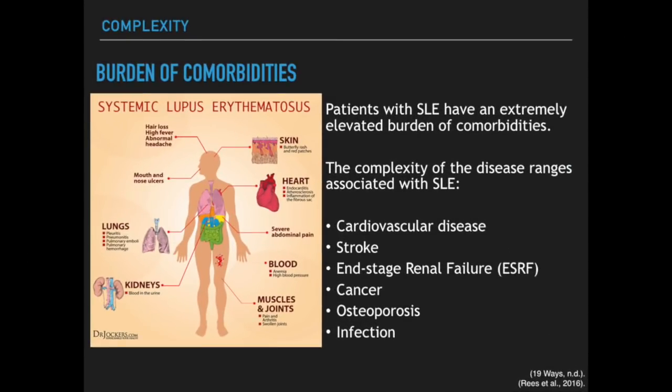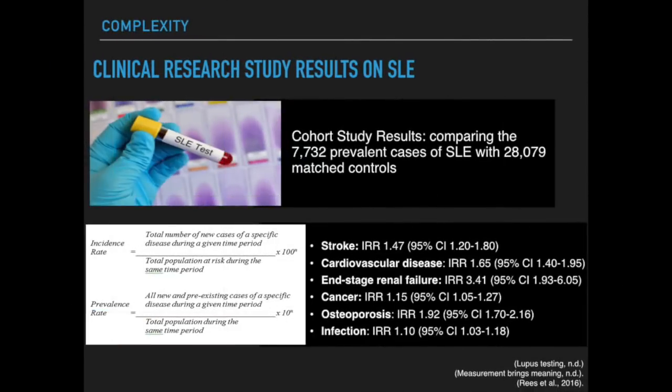The complexity of these diseases ranges from end-stage renal failure to formation of cardiovascular diseases, stroke, osteoporosis, infections, and psychiatric disorders. Patients with systemic lupus erythematosus have an extremely elevated burden of comorbidities. There were several research studies conducted in relation to complexity of SLE as a chronic condition or disease.